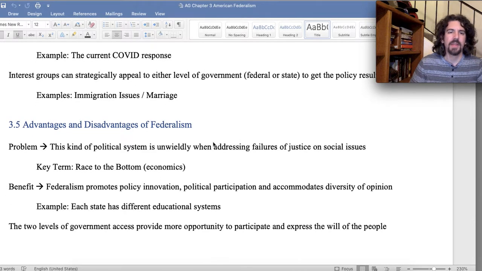So what are some of the advantages of this? The book talks about this, and again, the book could be biased to an extent. It's not unfair, but we have this problem that the political system is unwieldy when addressing failures of justice on social issues, which is fair. You see that with, say, abortion issues. Some states, if they're for women's rights, are going to be much more accommodating for those types of clinics and funding, where other states aren't. But you would still think, even if the state's a red state, there are going to be people who are more left-leaning who want access to those types of things.